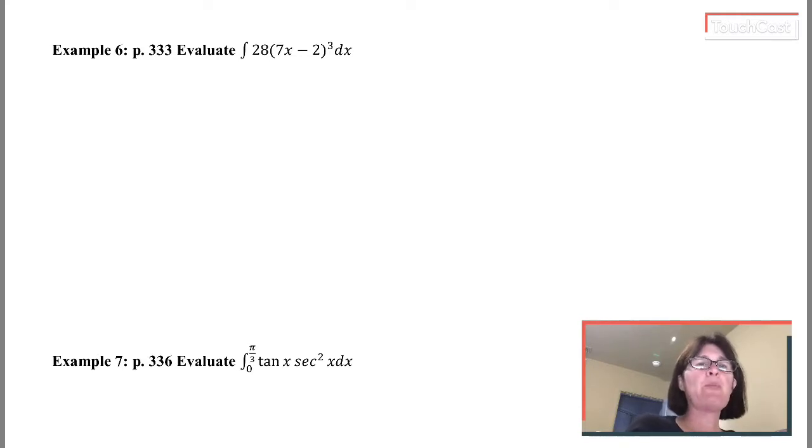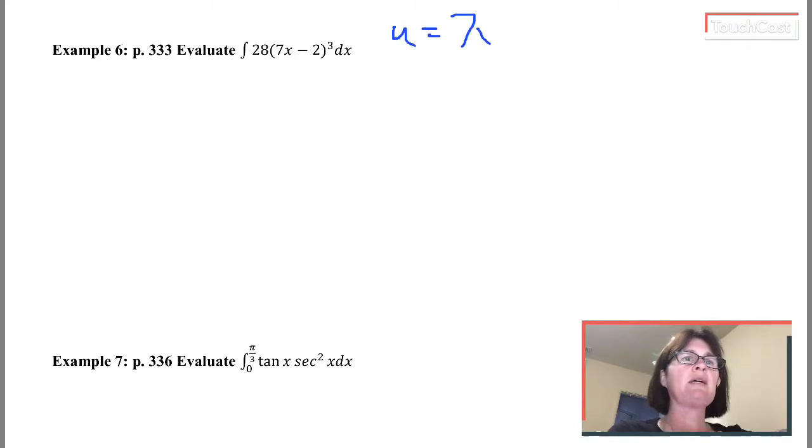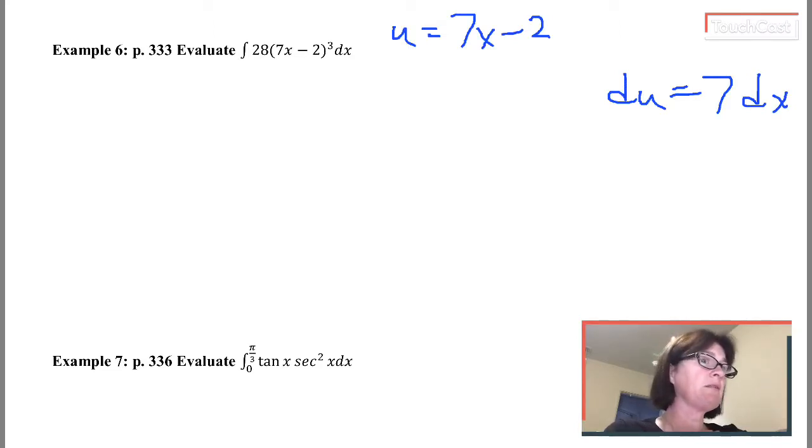So here, this is a good example to note that sometimes, if you're not sure what your u is, good things to try are things that could be grouped together in parentheses, or things that might already be grouped together in parentheses. So if I think about what's inside the parentheses here, I might decide to let u equal 7x minus 2, in which case du is 7 dx.